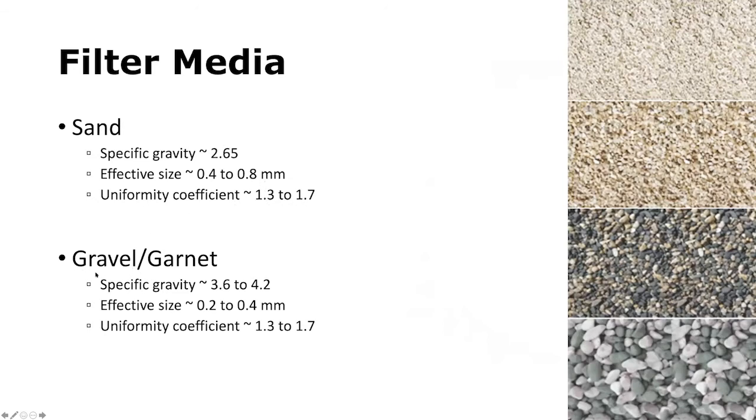We would also use gravel or garnet, typically going underneath the sand. So this has a higher specific gravity, a smaller effective size, and a uniformity coefficient, again, of 1.3 to 1.7.